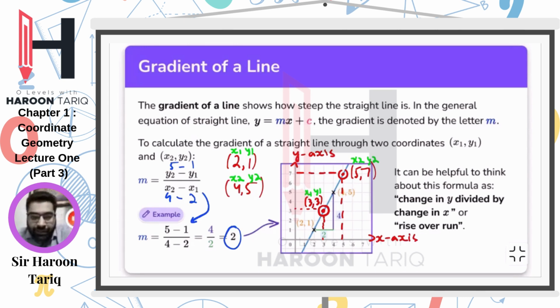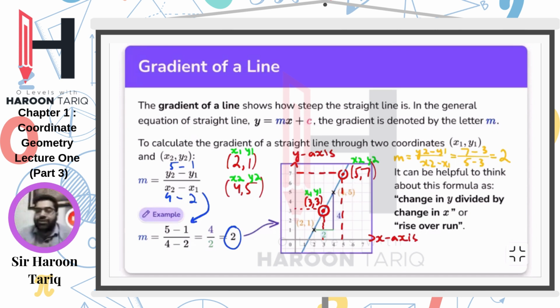I'll apply the formula. My formula is m, lowercase m for gradient, y2 minus y1 divided by x2 minus x1. My y2 is 7 minus my y1 is 3, divided by my x2 is 5 minus my x1 is 3. This gives us 4 divided by 2. So this would also give us 2. So you can see you can take any values on this straight line, and you get the same answer for gradient.